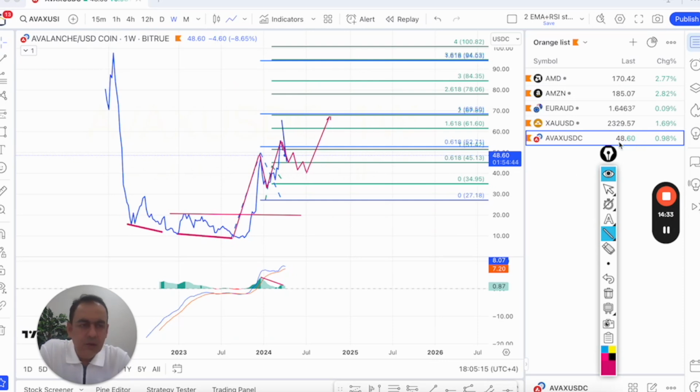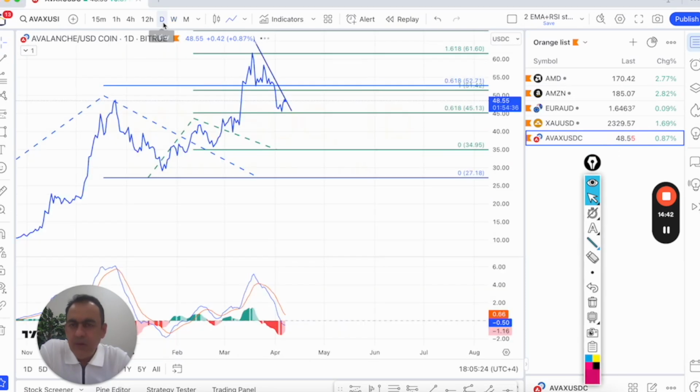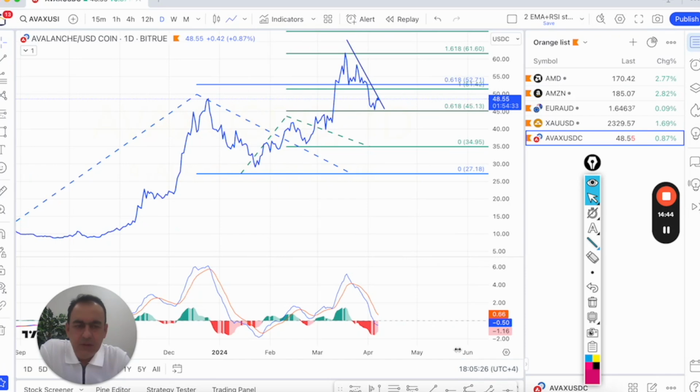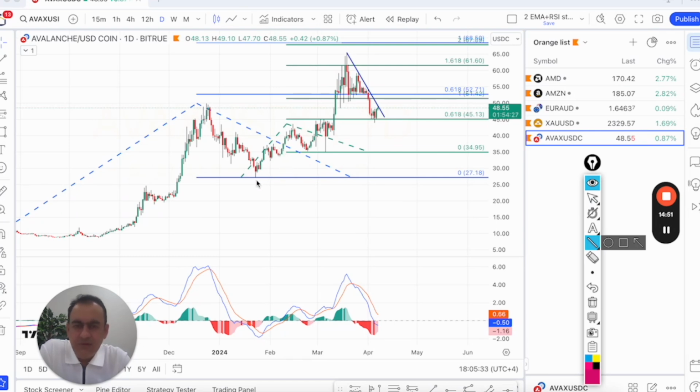So right now the price is 48.6 for Avalanche based on the current market price, and based on daily chart, I'm turning it into a candles chart, and I've started applying Fib extension from the recent low, first cycle up. So this is my first point, second point, and third point, and we got the extension level. So it has risen to the Fib extension level of 1.618.